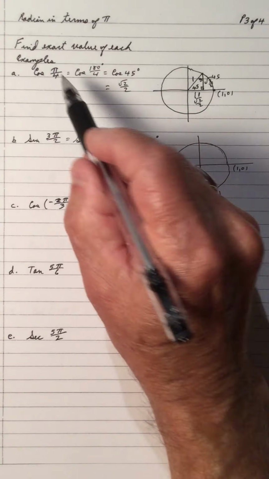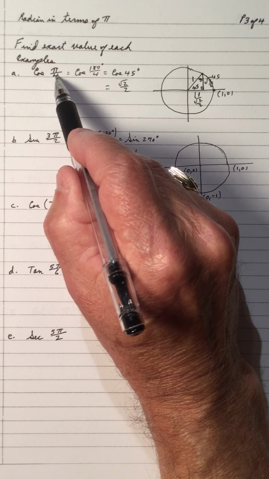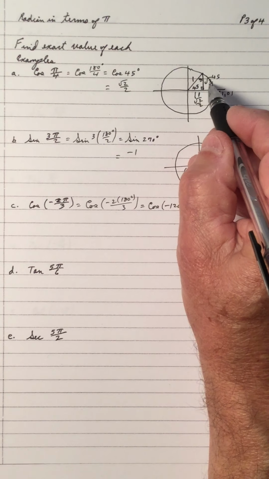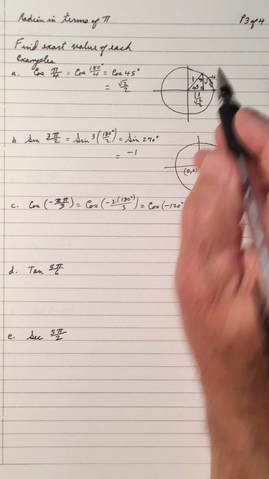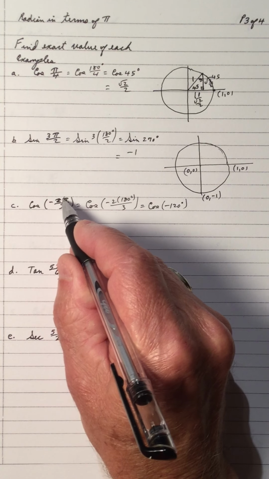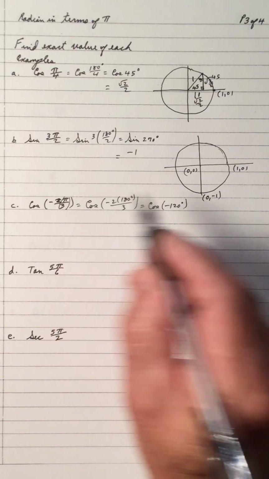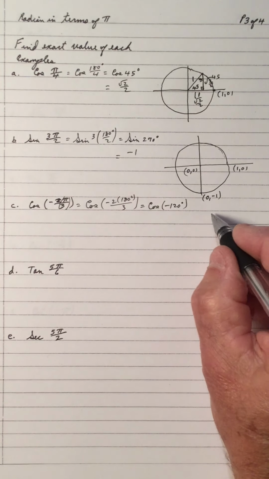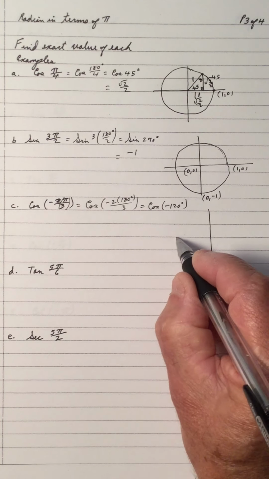Pi over 3. Notice pi over 4, the reference angle is 45, and I knew that I would have a 45-degree angle here. So the reference angle here is right there. Pi over 3, 60. So I'll have a 60-degree reference angle when I draw this circle.